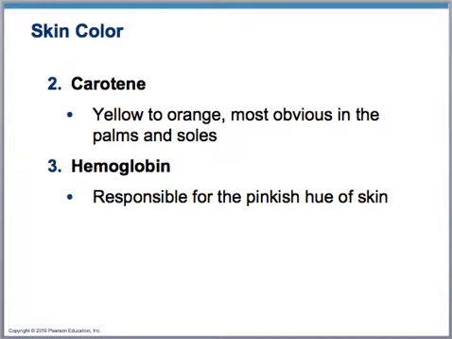The second pigment in our skin that contributes to color is the pigment keratin. This gives us that yellow to orange color, and some of you may have already noticed this about yourself, but it's most commonly found on our hands and the soles of our feet, which is why some people have a yellowish or orangish hue to their palms or the soles of their feet.